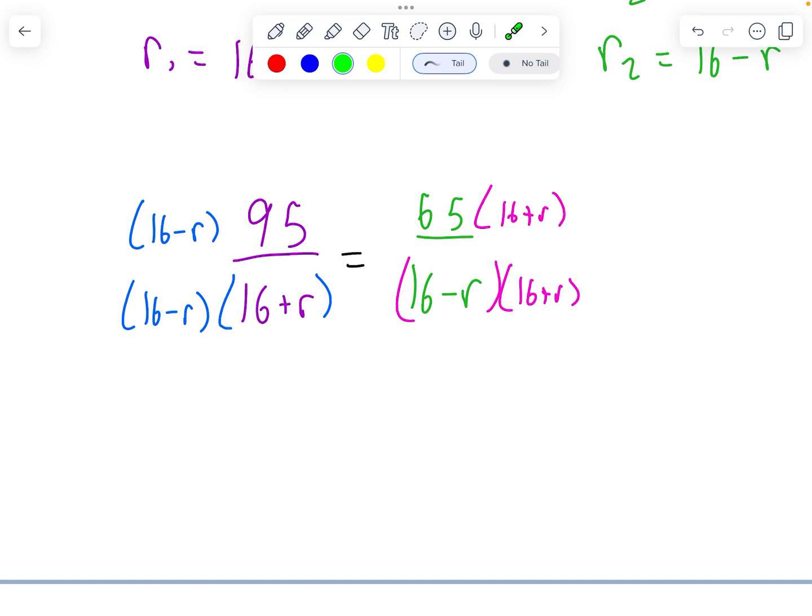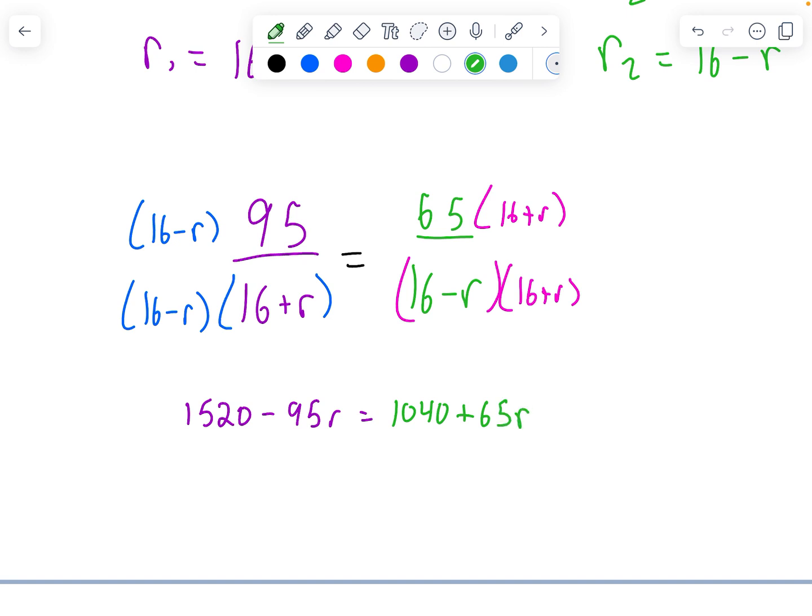So I'm doing 95 times 16. Just getting a calculator out real quick. Although I know that 95 times 16 is actually 1,520. So this turns into 1,520 minus 95R equals 65 times 16. That one I do need to do on a calculator. And that's 1,040. So we'll keep that green, I guess. 1,040 plus 65R.